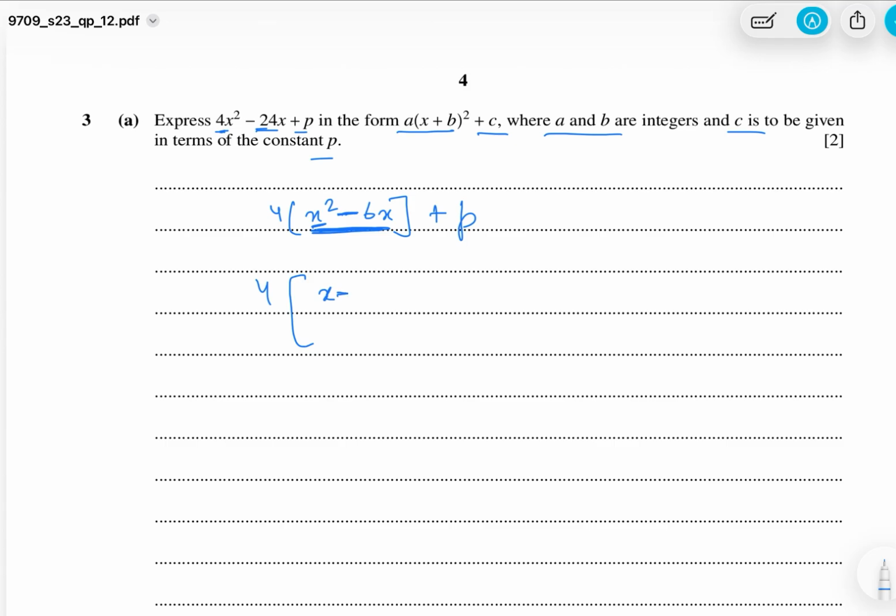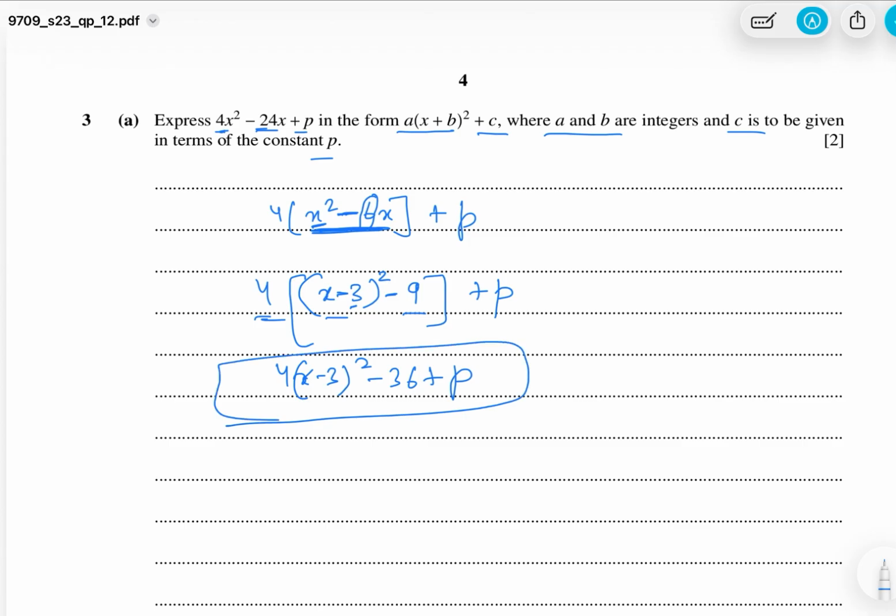So I'll put a minus sign. Now just halve this number. So this would be 3. Put a square. Now subtract the square of this one. That is 9, plus p. Multiply 4 by both of them. So we will have 4(x − 3)². 4 times 9 is 36, plus p. And this is your answer.